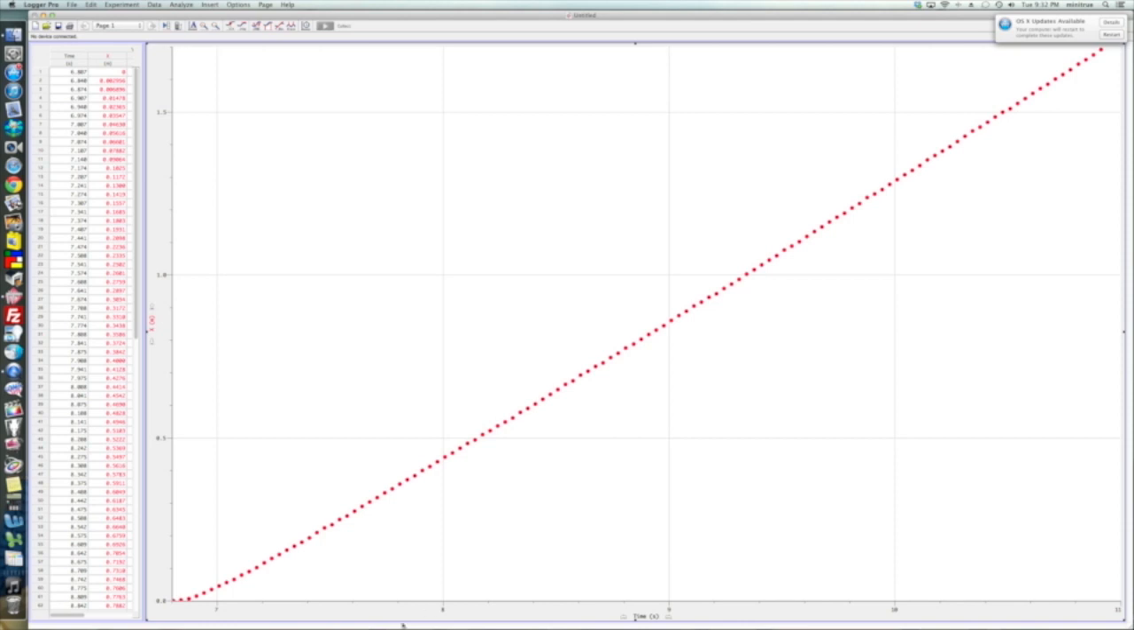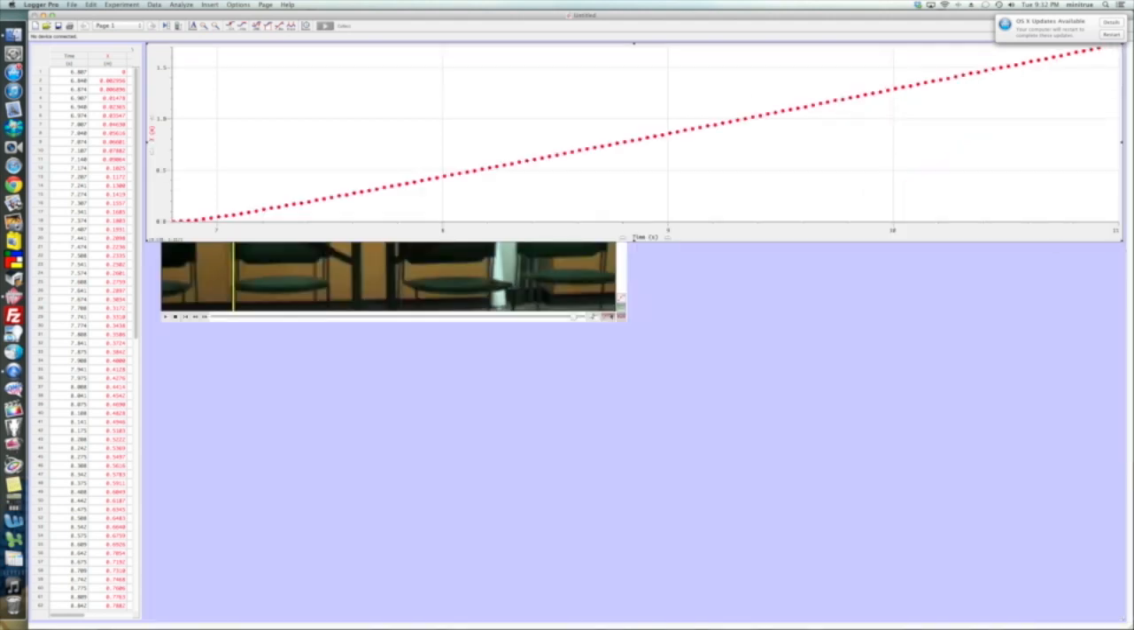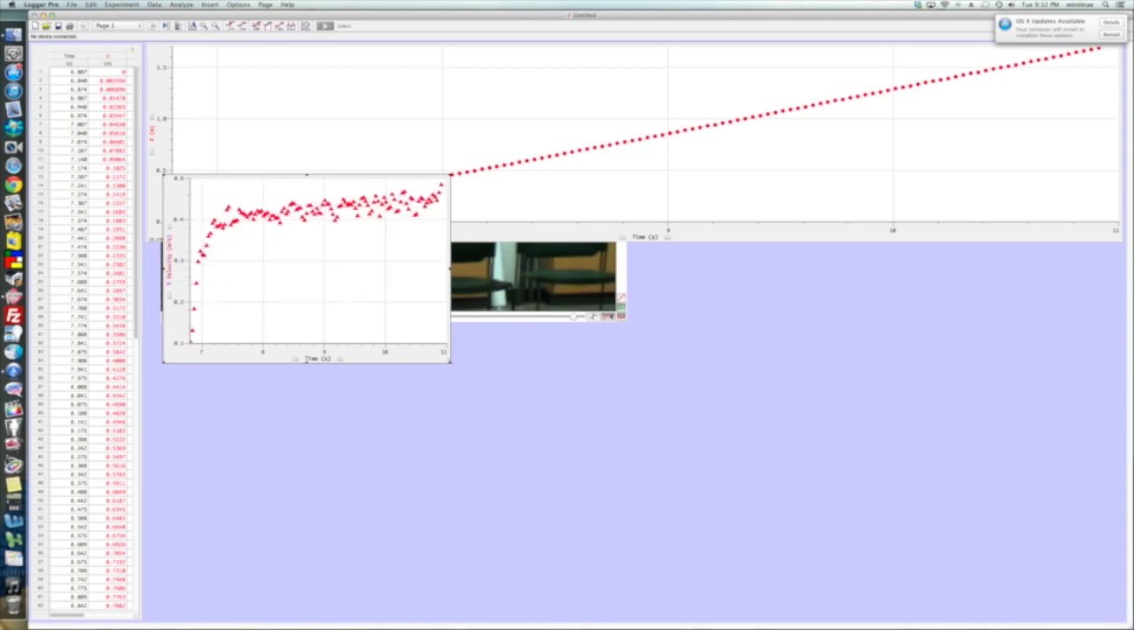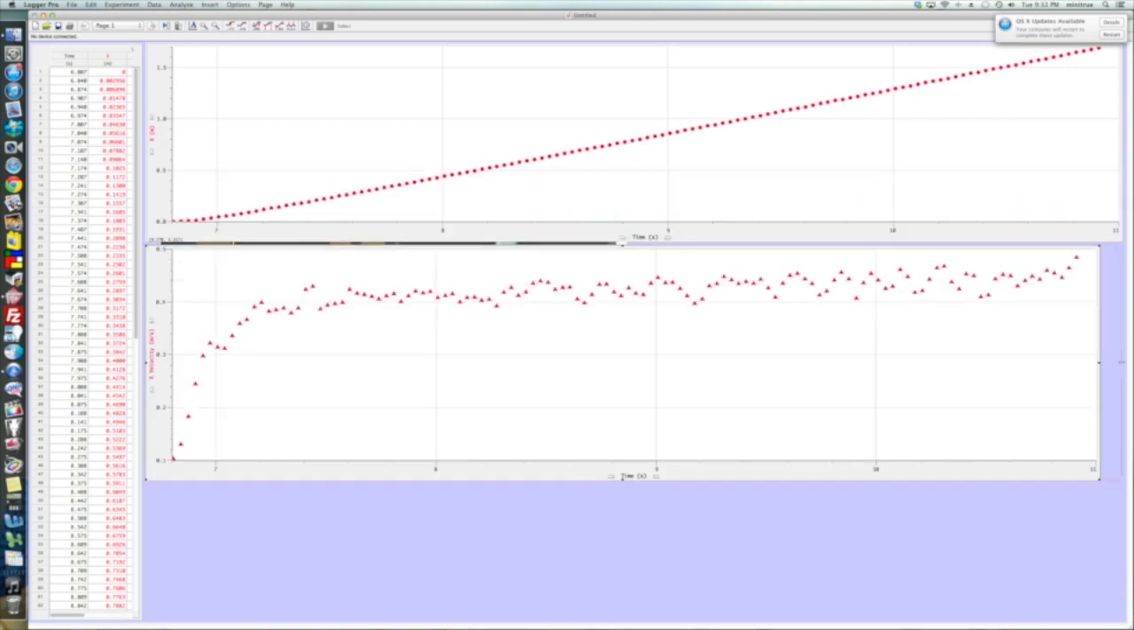Here's the graph of the position of the cart as a function of time. That's a pretty straight line, as we would expect. I'm going to insert a second graph. On the y-axis, I'll ask the computer to display the speed of the buggy. I'm going to shrink both graphs so they can both be seen, and I'm going to line them up so that they share the same time axis.